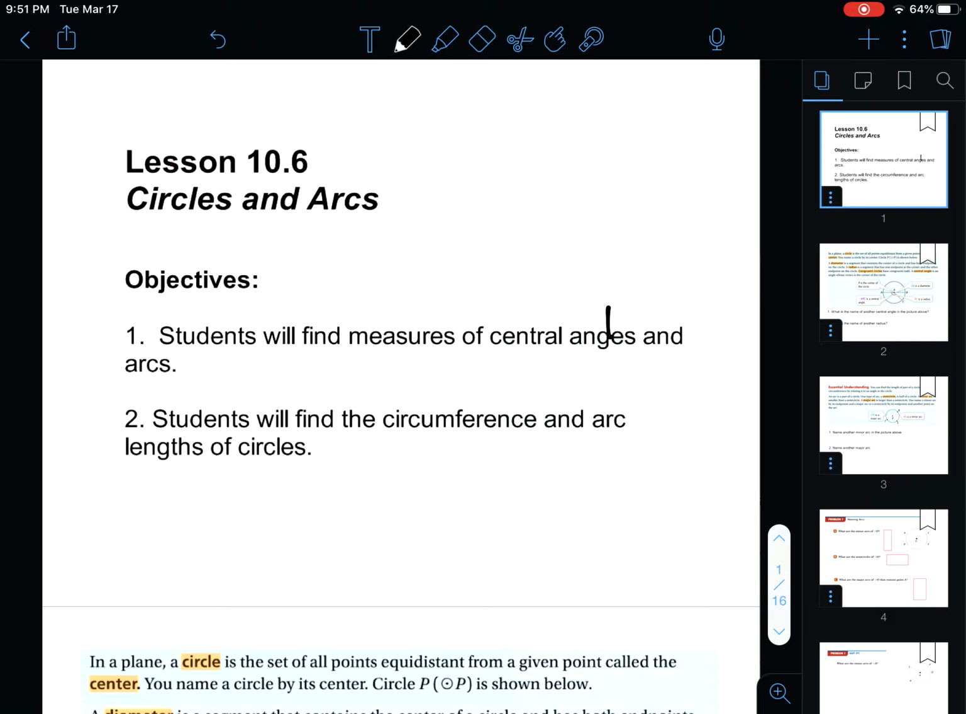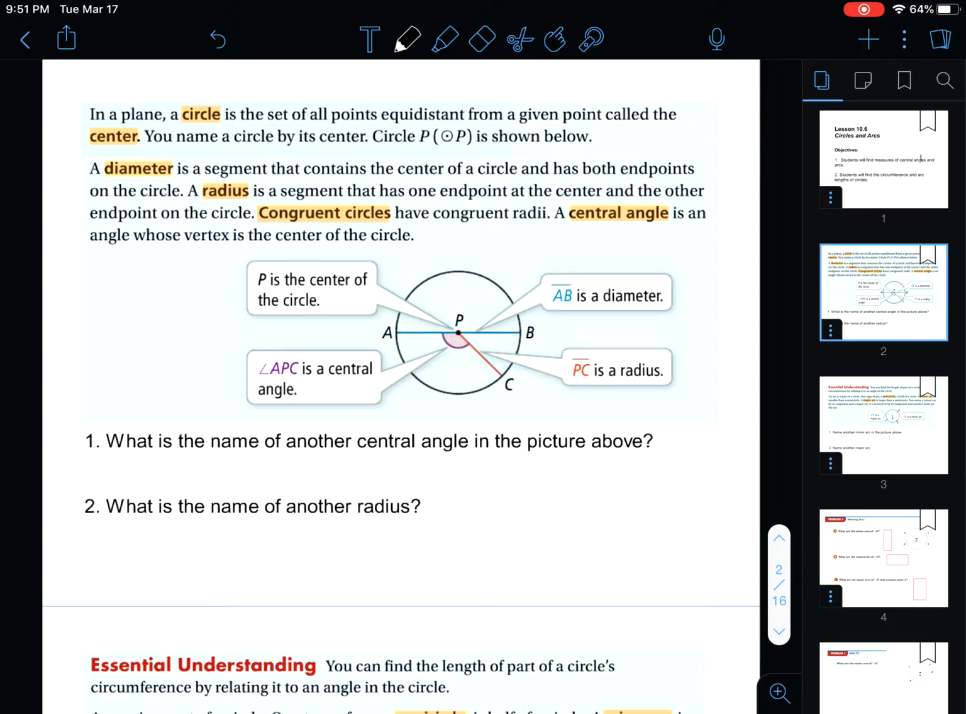You'll notice our objectives. Students are going to find the measures of central angles and arcs. We'll talk about those today. And then our next section will be on circumference and arc lengths of circles. We'll cover that in the next section. We'll actually take about 3 days to cover 10.6, just so that you're aware of that. We'll take 3 days to cover 10.7. We'll review and take a quiz. We'll talk more about details in an email. I hope you can navigate through all of this.